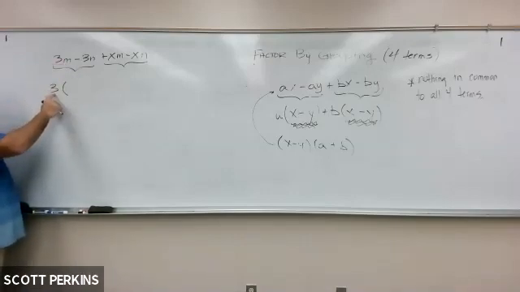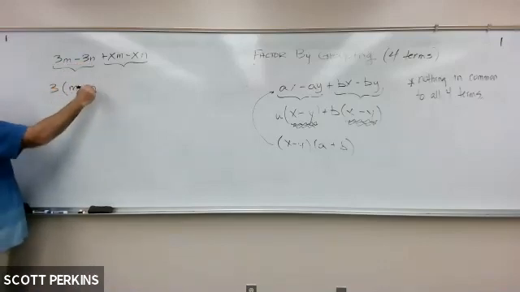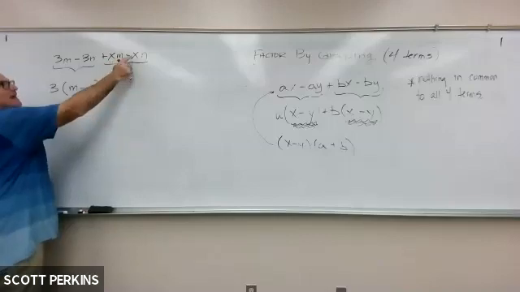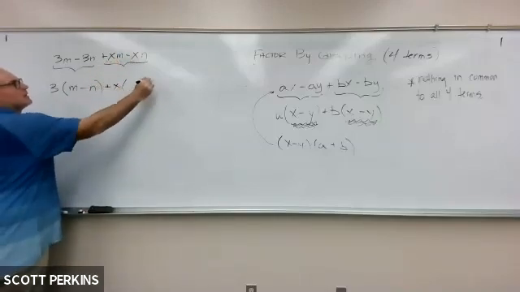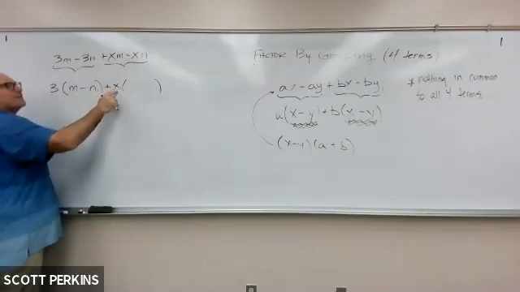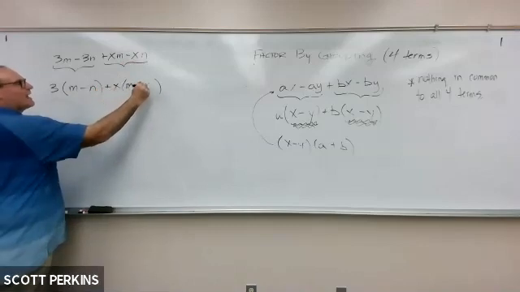3m, factor out the 3, got m. 3n, factor out the 3, got n. xm, xn, the last ones, I have an x in common. So xm, factor out the x, I have m. xn, factor out the x, I have n.